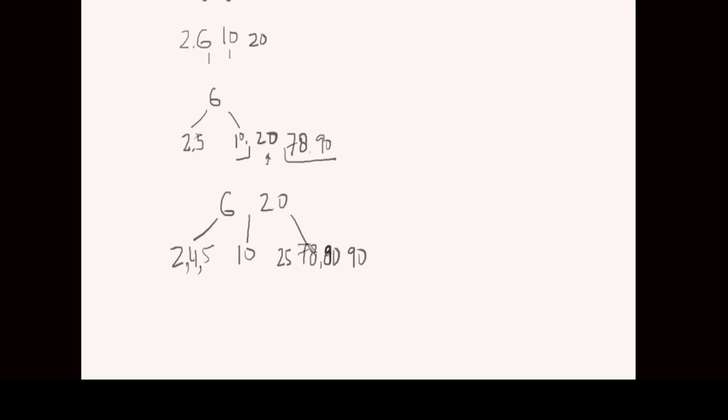So now 70 is going to merge with the parent and it splits in two parts. So the resultant tree that we get is 6. This is 2, 4, 5. Then we have 10 here. Then we have 20 here. And then we have 25 here. We have 78 and 80, 90. This is how the tree will look like after inserting this 80.